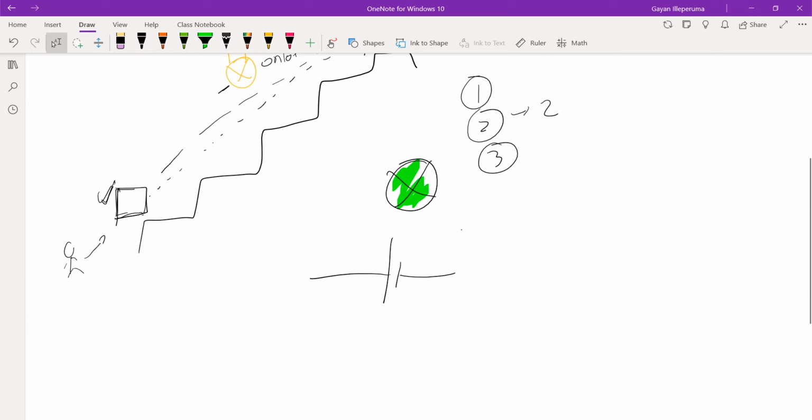Third case is the one that I described. You have a single bulb, two switches. You should be able to switch on and off the bulb using any of them.